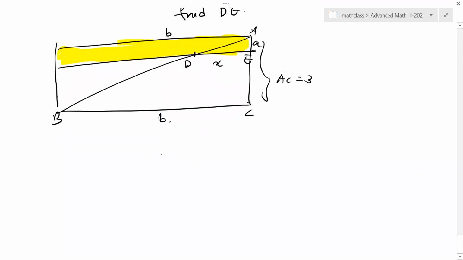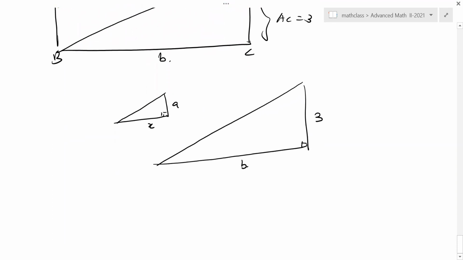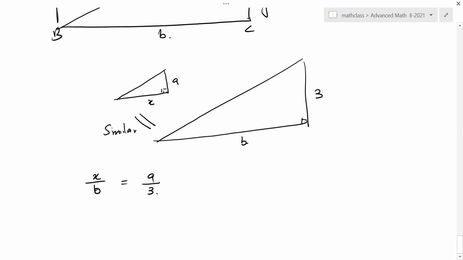So in the triangle here, you have two little triangles. Here's A, and here's X. Another one, this is going to be 3, and that's going to be B. So those two triangles are similar. By similarity, X over B should be equal to A over 3.